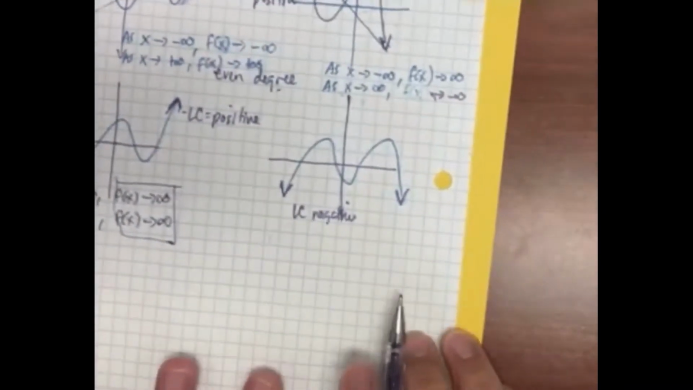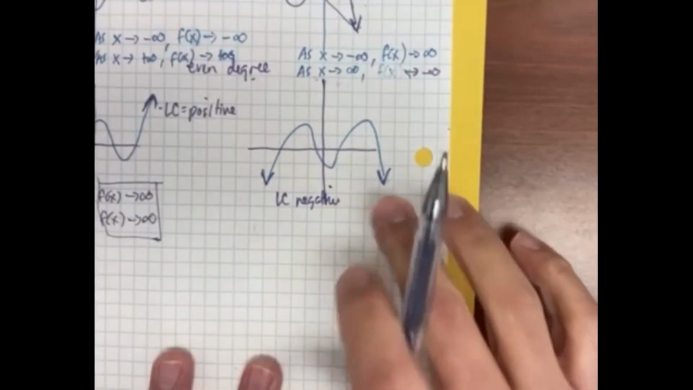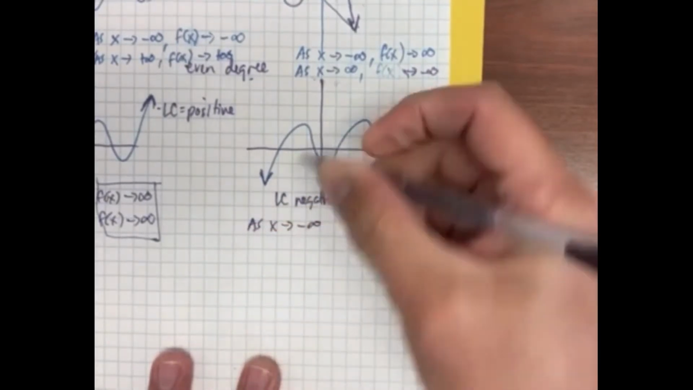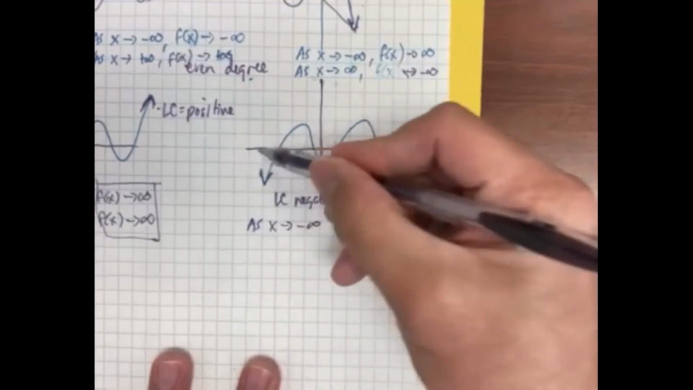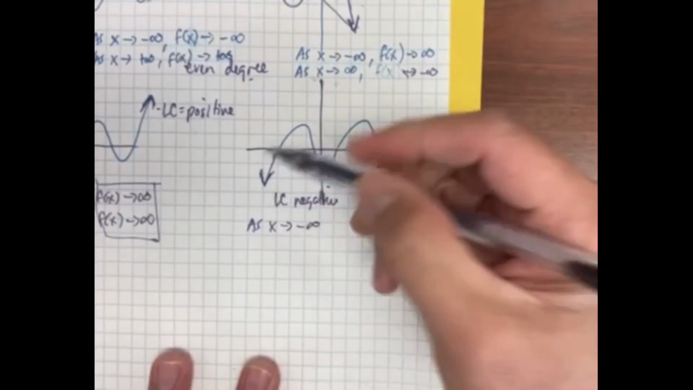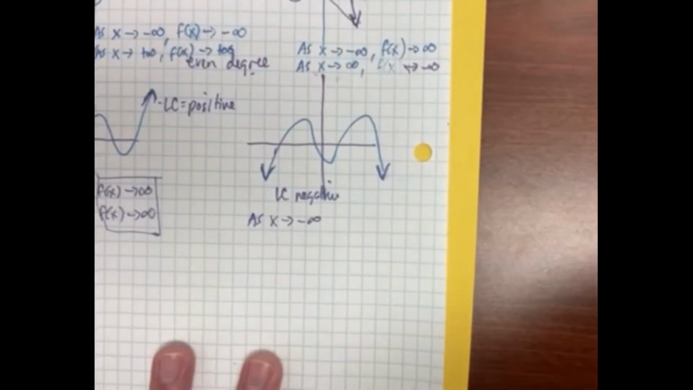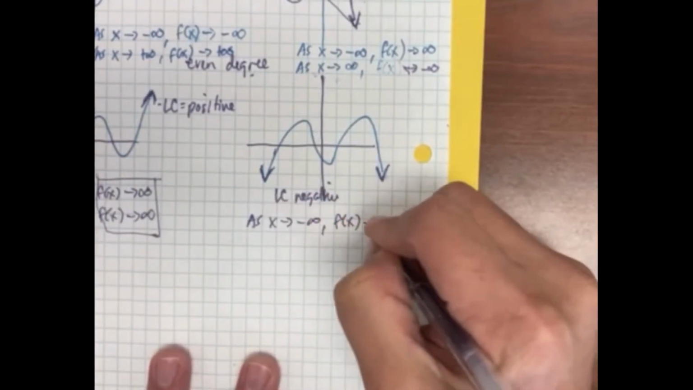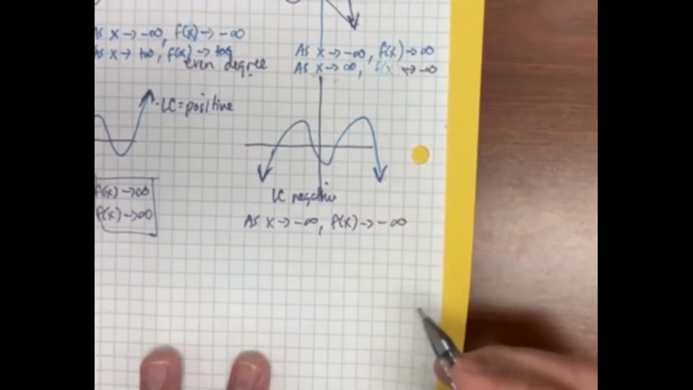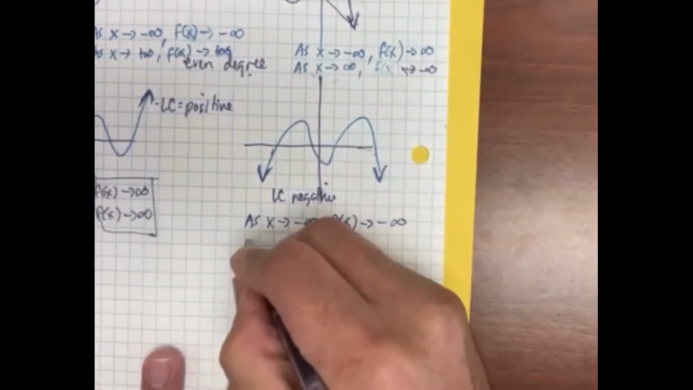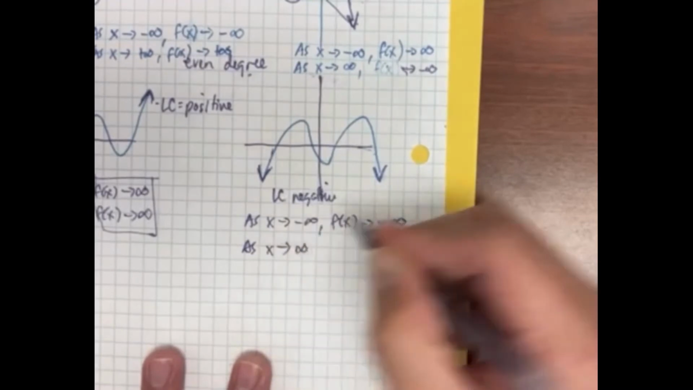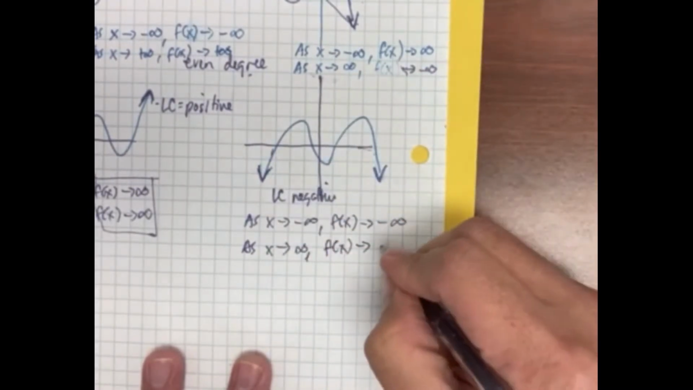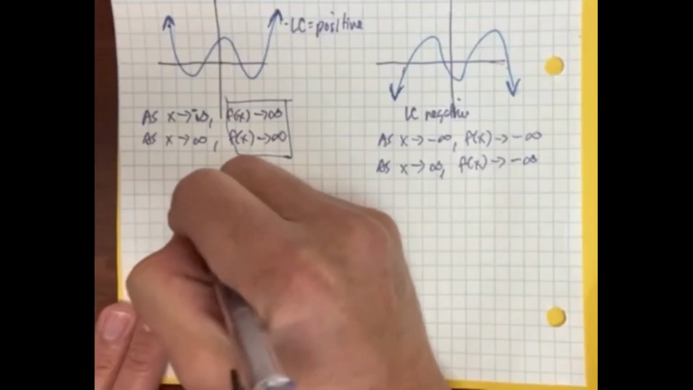So when we look at the even degree with a negative leading coefficient, as x approaches negative infinity, that means it's going to the left of the x-axis. What happens to the graph? The graph is going down, so therefore the f of x is approaching negative infinity. As x goes to the right side, this time the f of x is also approaching negative infinity.